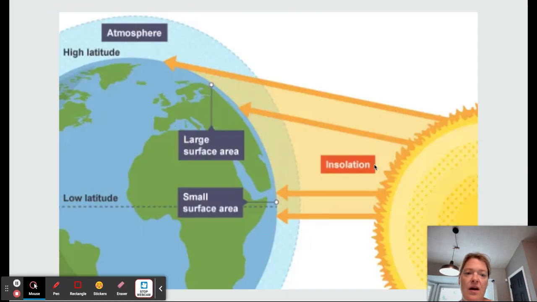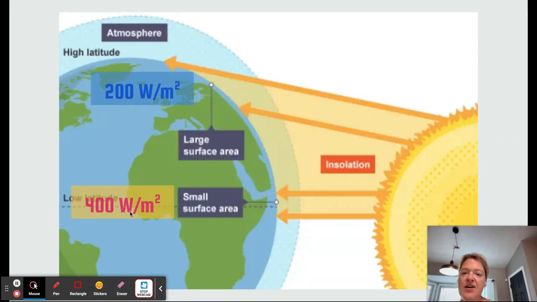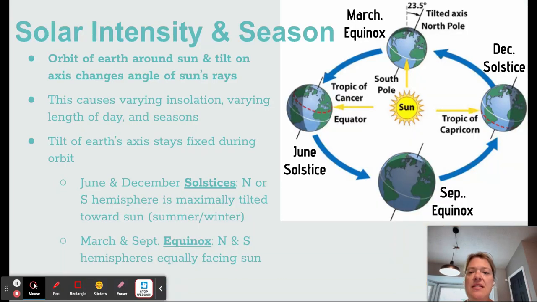Okay. All right, so here's just another example of this. Look at all of the Earth's atmosphere that this is passing through. So that's going to diffuse some of that sunlight and make it less intense. Again, more atmosphere, less intense. Less atmosphere, much more intense. Okay. It's also a much smaller surface area, whereas this is a larger surface area that it's covering. Okay, so you can see here, if we were to calculate the solar insolation, this would be at 400, this would be at 200.